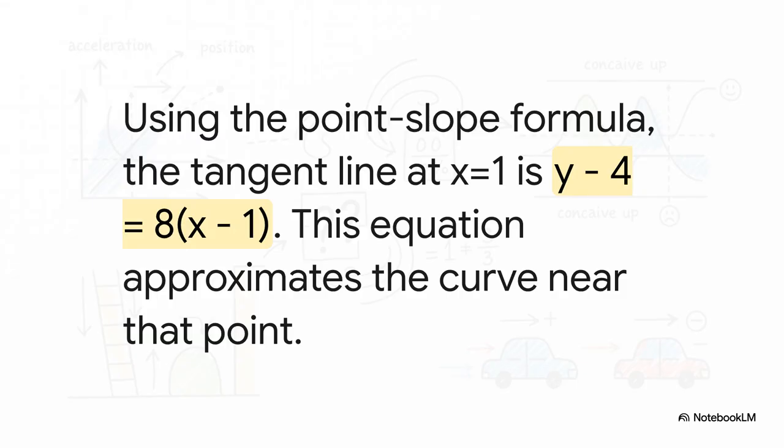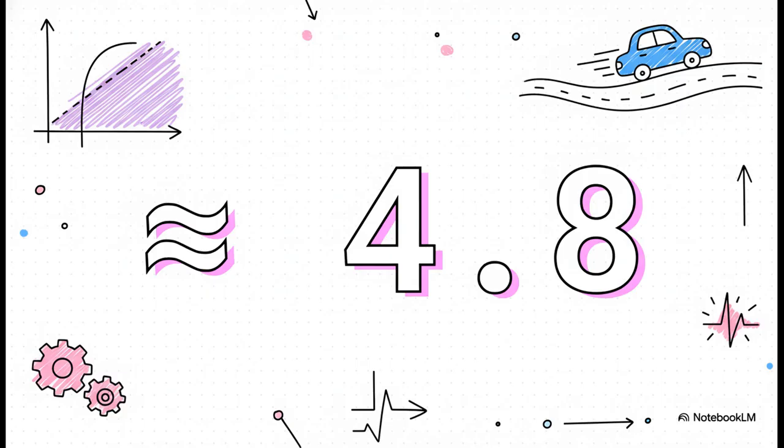For the function f of x equals 4x squared, we need two things to build our tangent line at x equals 1: a point and a slope. The point is easy, right? It's just (1, 4). For the slope, we find the derivative, which is f prime of x equals 8x, and we plug in our x value of 1. That gives us a slope of 8. Then we just pop that point and slope into the point-slope formula, and boom, we get the equation you see right here.